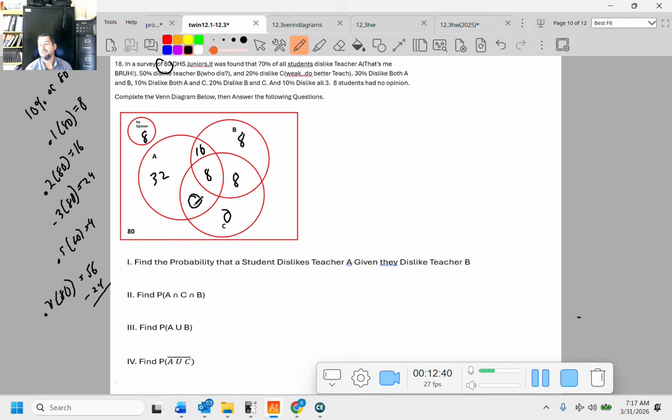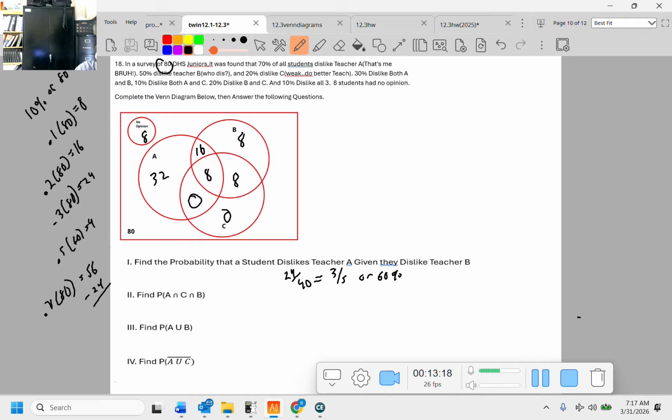Everything's good. Number 1, find the probability that a student dislikes teacher A given they dislike B. So it's given they dislike B. Now, circle B has 40 kids in it, right? Of the 40 kids in circle B, 24 of them dislike circle A, or teacher A. And of course, that reduces on down. You can divide both those by 4. Actually, divide them by 8. It's 3/5 or 60%. Whatever you want to write. I don't care.